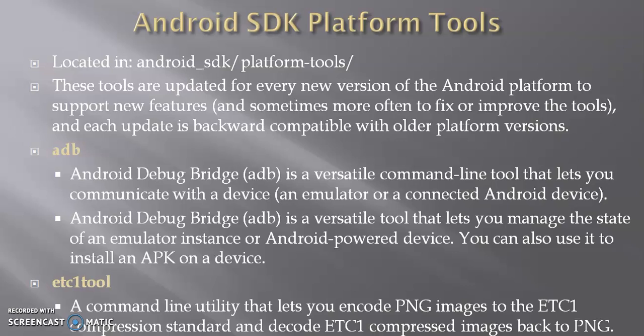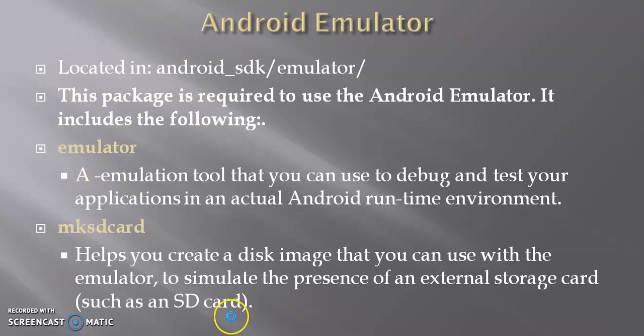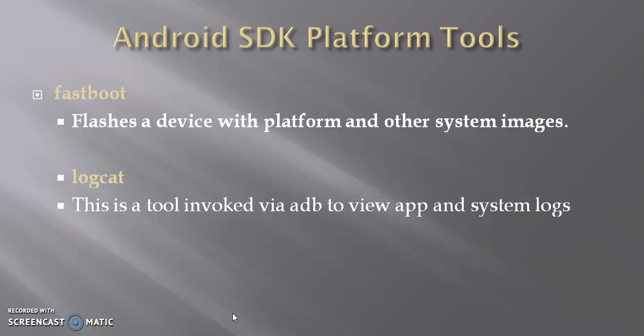The next one is ETC1 tool, a command line utility which lets you encode PNG images to the ETC1 compression standard and decode ETC1 compressed images back to PNG, that is ETC1 tool. The next platform tool is Fastboot, which flashes a device with platform and other system images. The next one is Logcat, which is a tool invoked through ADB to view app and system logs.